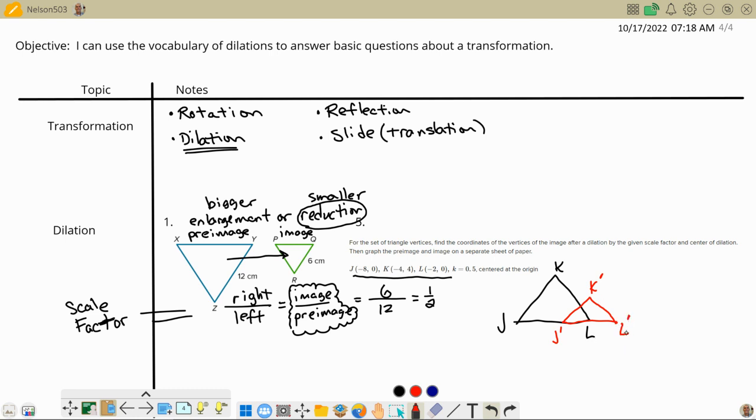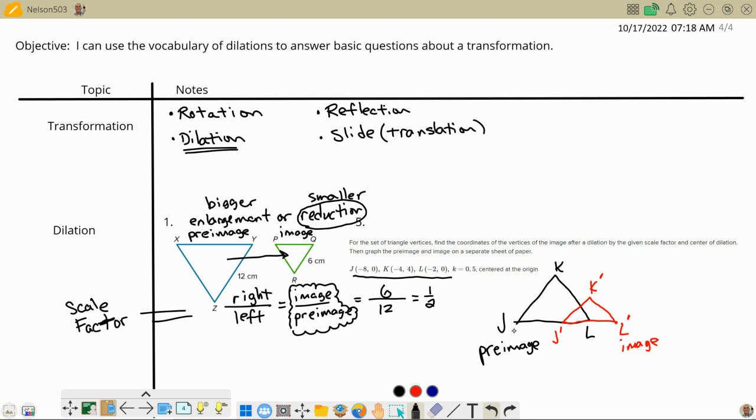Means that this is the image. This is the pre-image. The image is in red, okay? And the pre-image is in black. So let's put that down over here. Pre-image. The image is in red. The pre-image is in black.